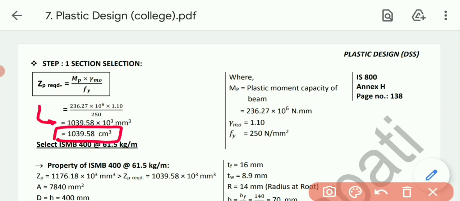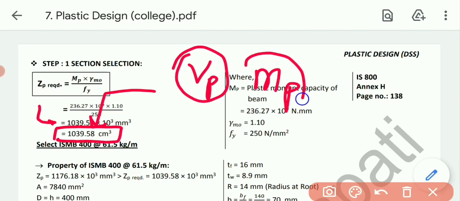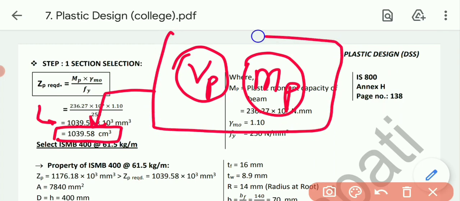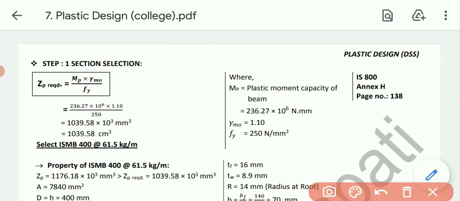Now we need to select a section which can sustain this ZP, as well as the shear force Vp and plastic moment MP that we have calculated. We need to select a beam section which can sustain this shear force and bending moment successfully. So we will select our section based on the value of this ZP. We need to select the section from the steel table or from IS 800, whose ZP is greater than this ZP requirement and which resists shear force Vp as well as MP. So 1039.58, let's go to the steel table or IS 800.